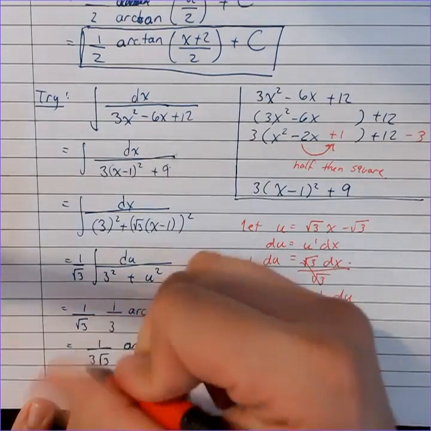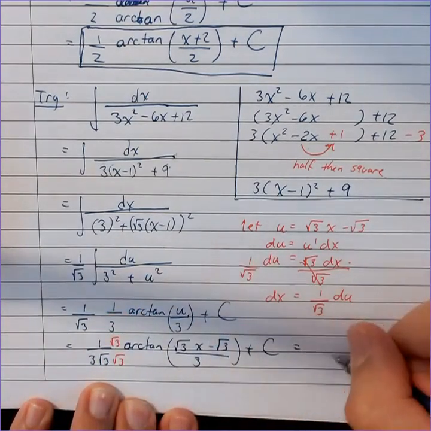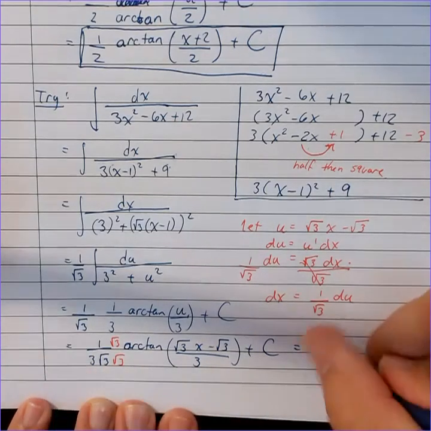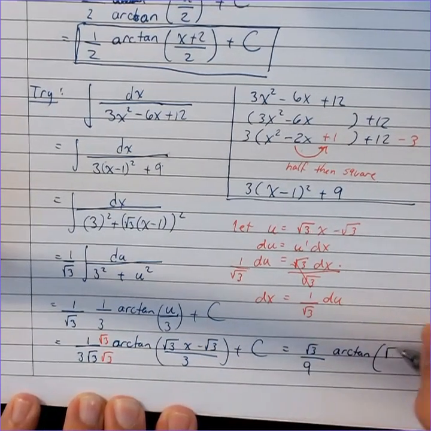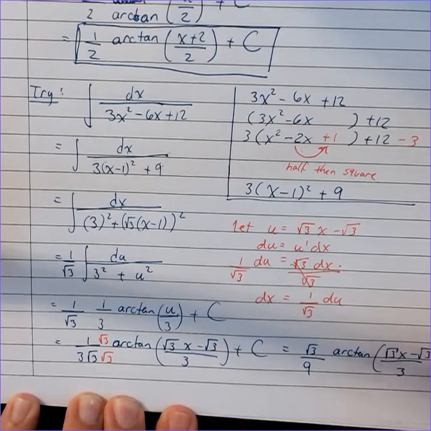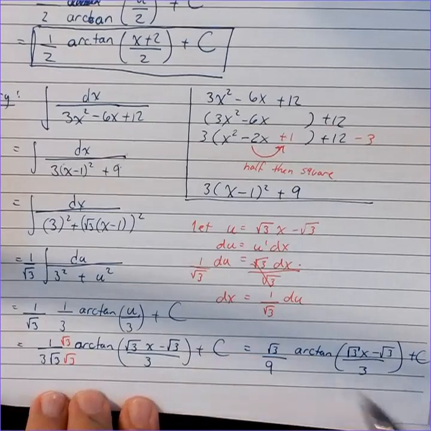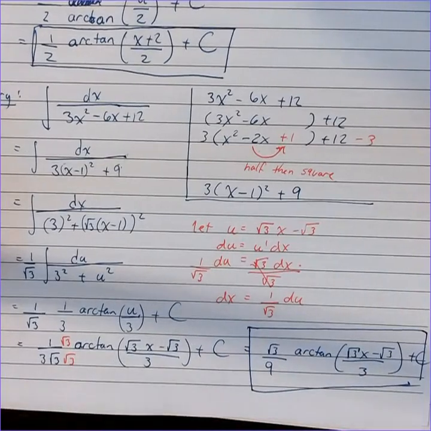And I guess here I can rationalize that denominator. So that's going to be root 3 over, let's see, that's 3 times 3, that's 9, times the arctangent of square root of 3x minus the square root of 3 over 3 plus a constant of integration. So that gives us our result, which makes us happy. All right. Okay, so let's leave that there for a second.